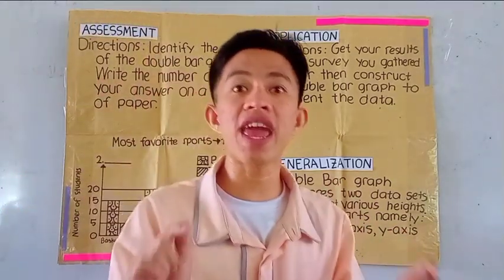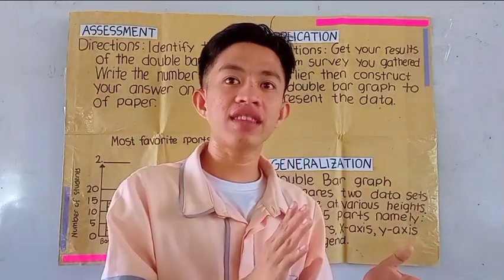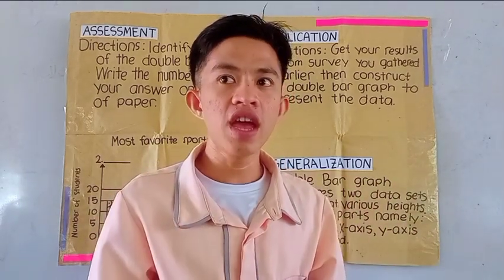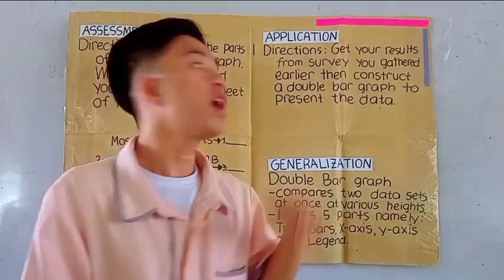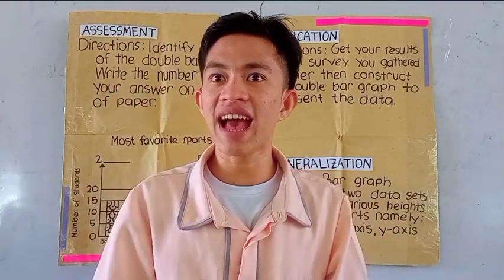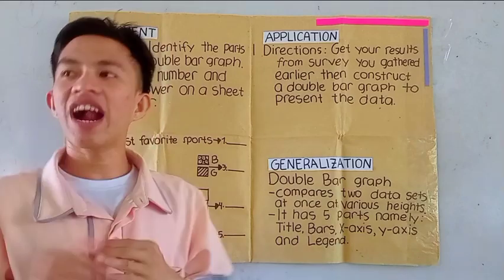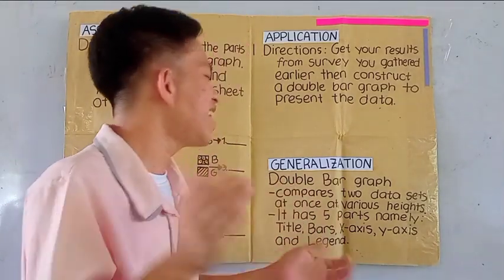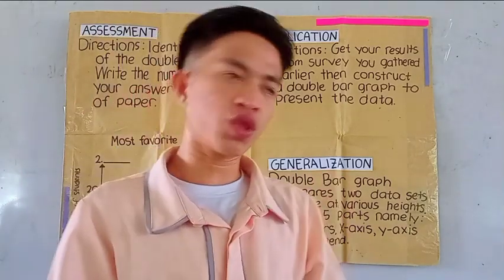And you have to make a complete identification or labeled tabular form. The 5 parts of the double bar graph must be present. Got it? Are you done, kids? Okay, great. Job well done. Now let's generalize our lessons for today.